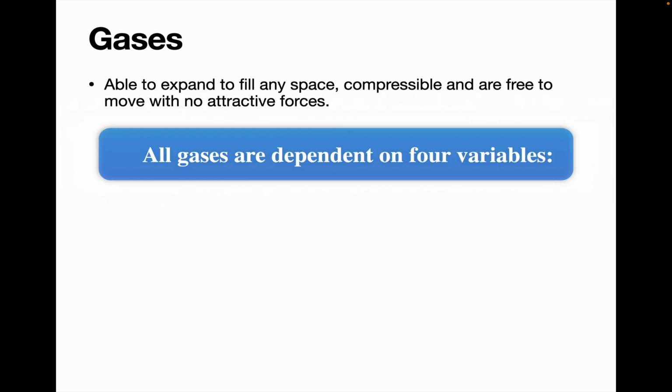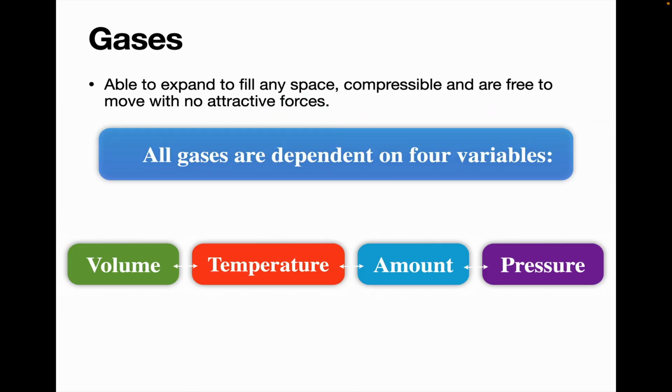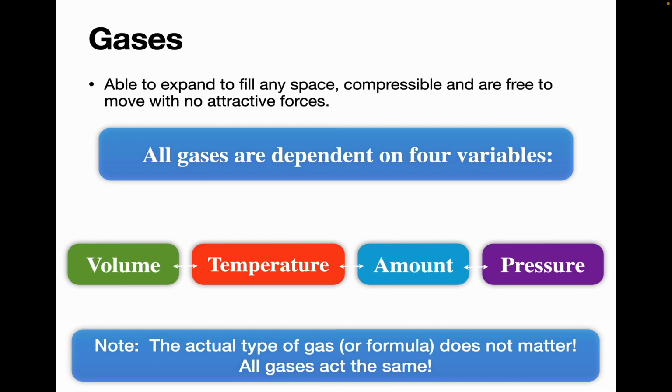When we talk about gases, they're only dependent on four variables: volume, temperature, amount, and pressure. You will notice that the actual type of substance does not matter here. It doesn't matter if it's nitrogen gas or methane gas or carbon dioxide gas or oxygen gas. It's only these four variables that determine the physical properties of gases: volume, temperature, amount, and pressure.